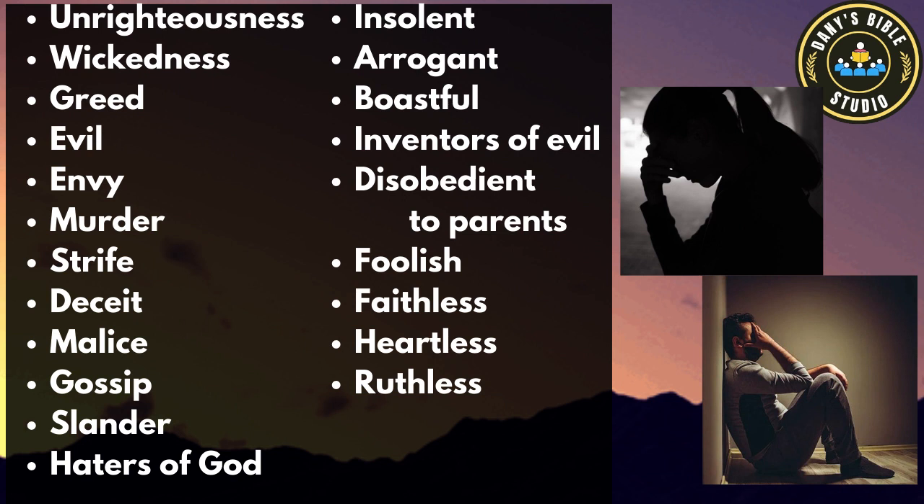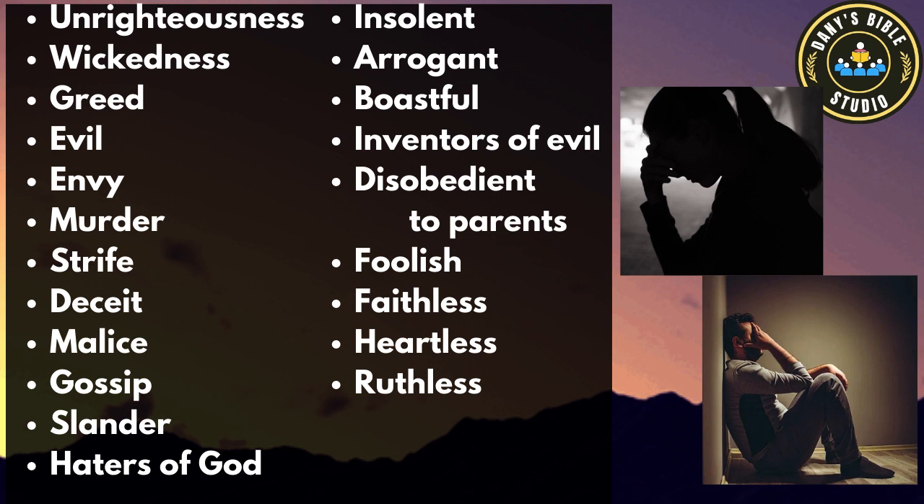Ninth, malice. This refers to a desire to harm or cause pain to others. One example can be seen in the story of Joseph and his brothers in Genesis 37, where Joseph's brothers become jealous and sell him into slavery. Tenth, gossip. This refers to the spreading of rumors or unverified information about others. One example can be seen in the story of Miriam and Aaron in Numbers 12, where they speak against Moses and spread rumors about him.